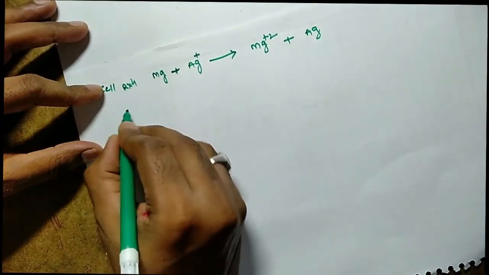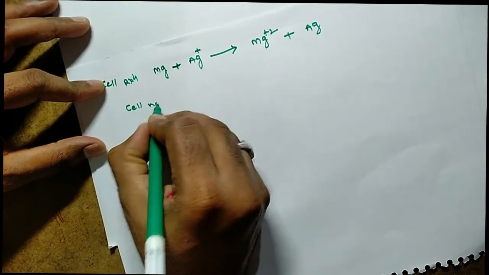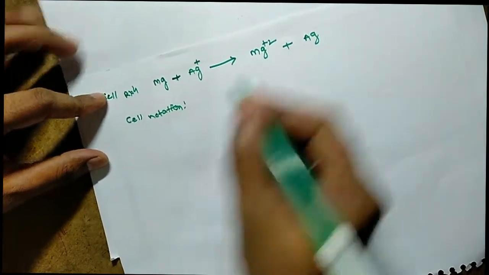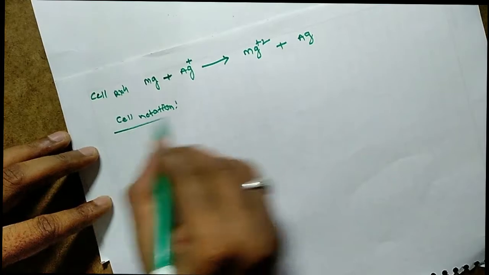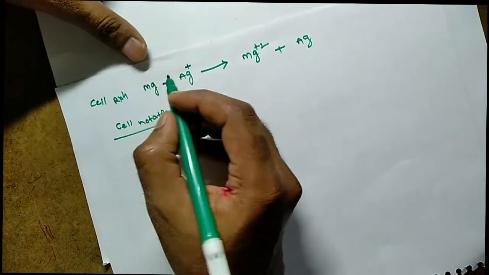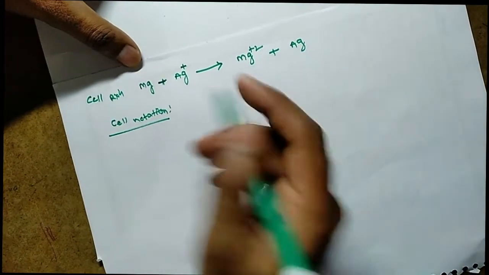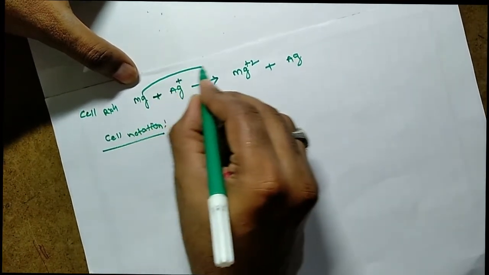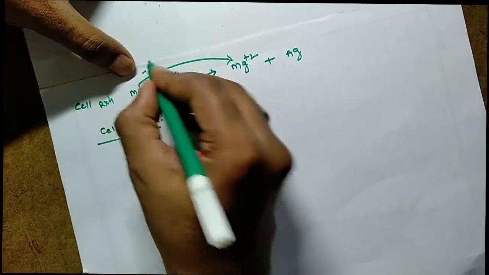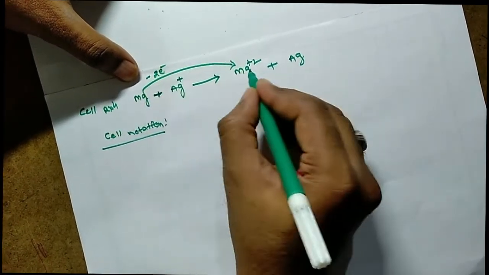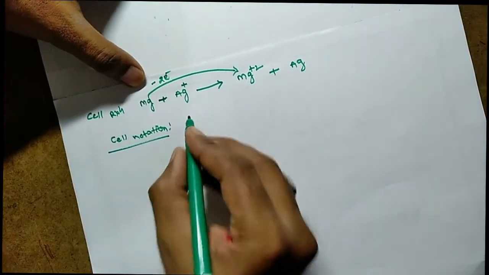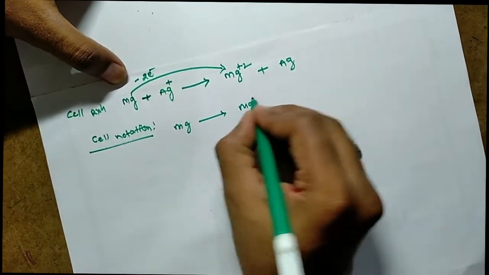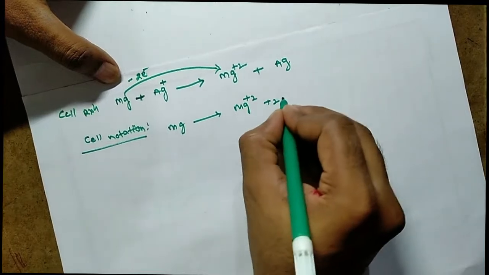Cell notation. So they give the cell reaction, and they ask the cell notation. So look at here how we can find out the oxidation reaction and the reduction reaction. Look at here, Mg loses electrons. That's why it loses 2 electrons, that's why Mg2+. Loss of electron means that is oxidation. Yes, Mg gives rise to Mg2+ plus 2 electrons.